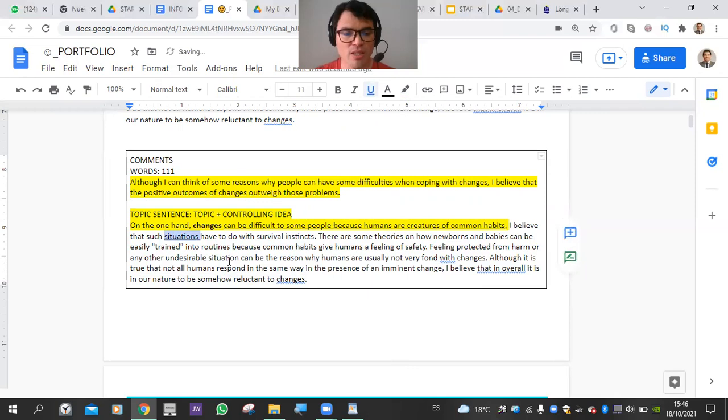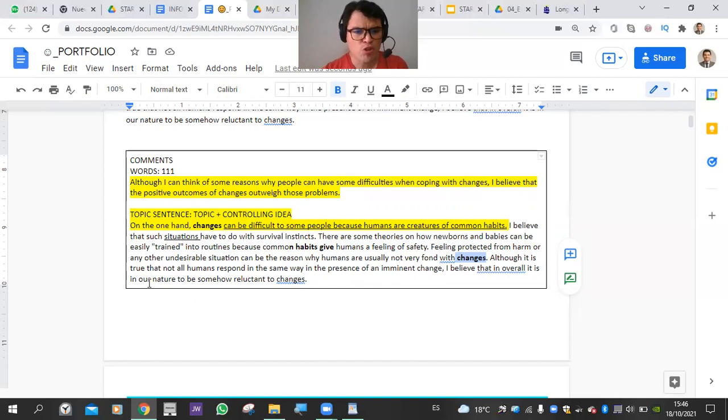Okay, so I will underline this. There are some theories on which newborns and babies can be easily trained into routines because common habits give humans a feeling of safety. Is she talking about habits here? Yes, she's talking about habits. And your controlling idea mentions habits, but I'm not sure what Paquita means by situations. Yeah, it says feeling protected from harm or any other undesirable situation can be the reason why humans are usually not very fond with changes. So she's talking about changes again and breaking those habits, breaking those habits that lead you into a changing situation.